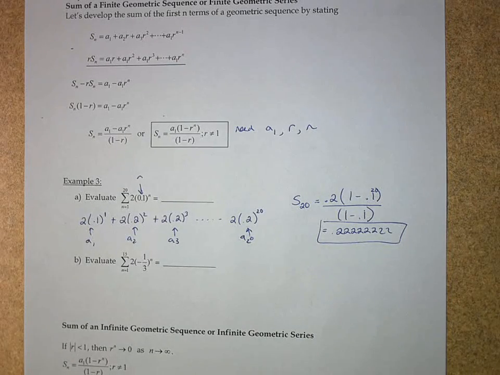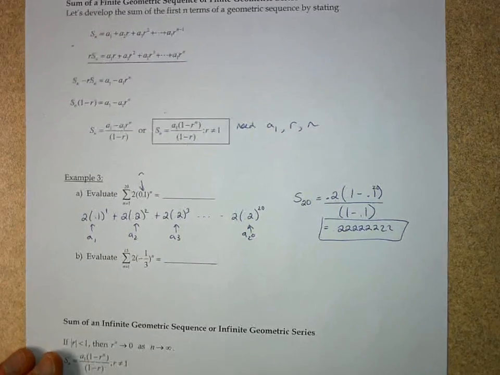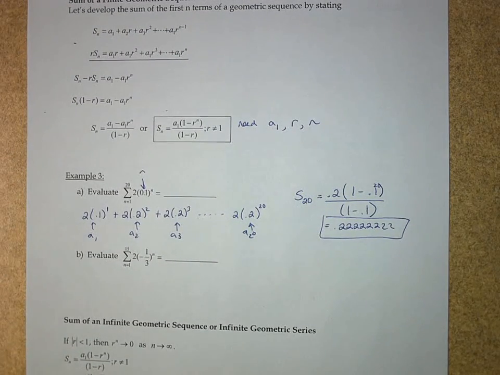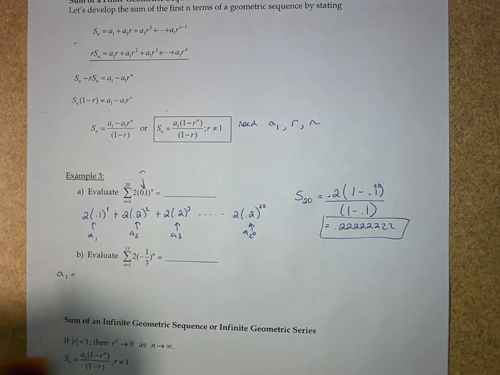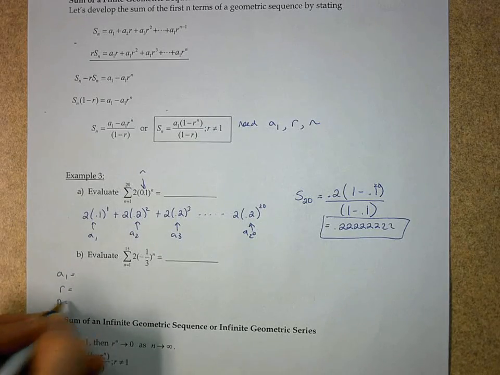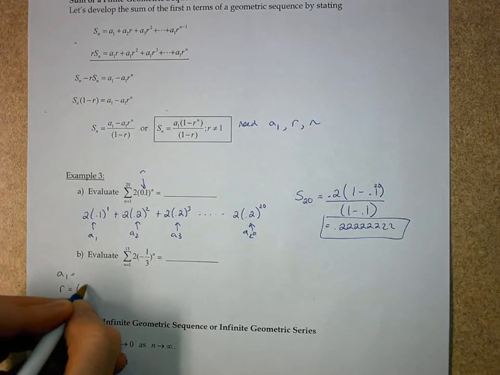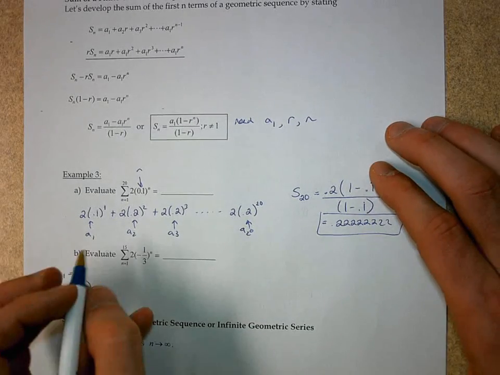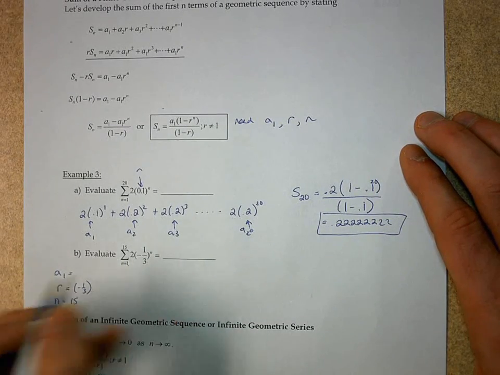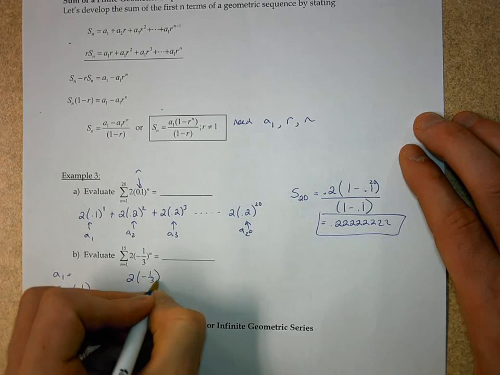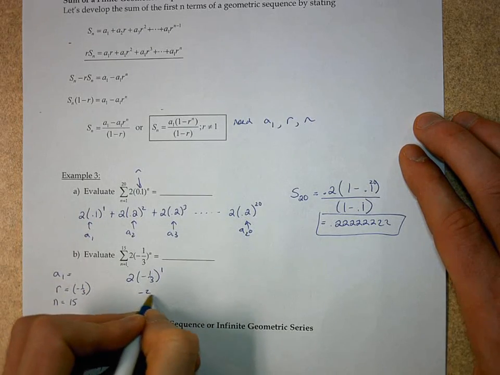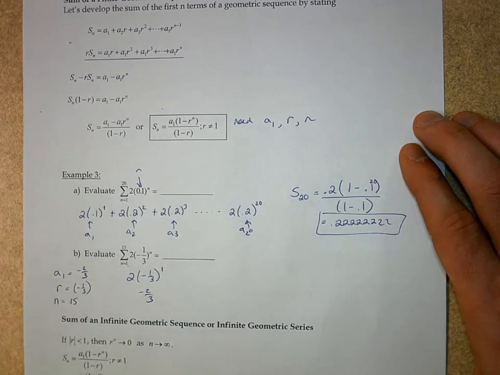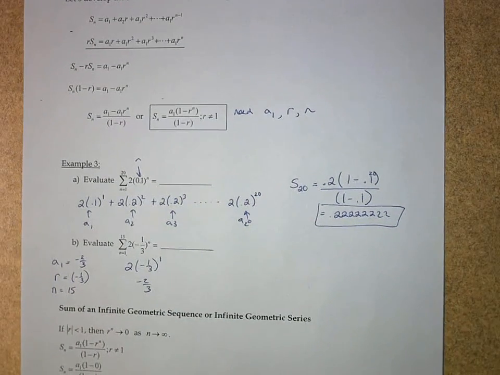The second example, we want to find the summation from n equaling 1 up to 15. So we want to find the first 15 terms of this geometric sequence. Once again, we need a1, we need r, and we need n. Well, n is 15. The common ratio is what's in parentheses, negative 1/3. We need to find a sub 1, and a sub 1 is found by plugging 1 in for n. So 2 times negative 1/3 raised to the first, which is negative 2/3. So a sub 1 is equal to negative 2/3.